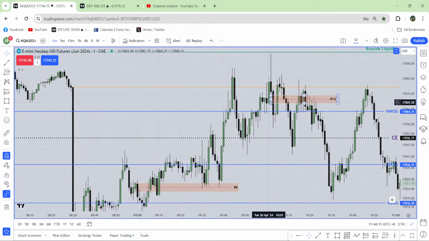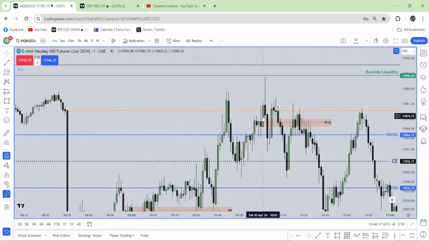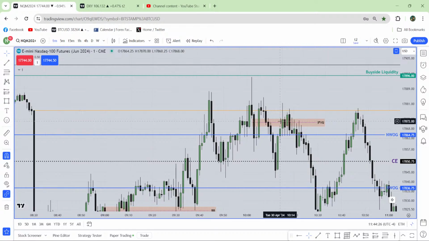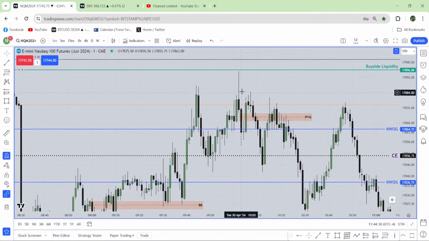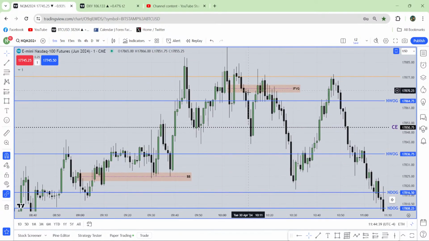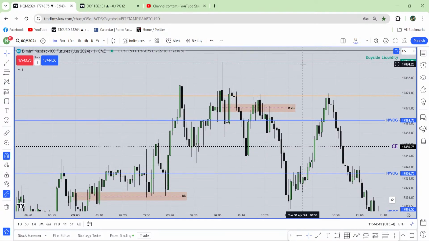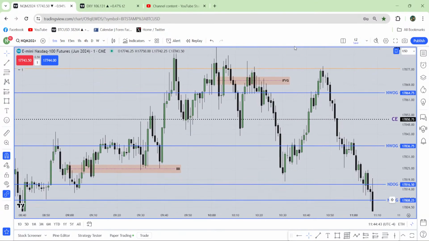Then the market came here. That was my inversion fair value gap. I was thinking that over here ICT actually talked about the same thing, but from a 30-second or 15-second chart, I don't remember. He actually marked the fair value gap from a 13 or 15-second chart, and then he told that when the market tapped into this fair value gap, it should take that buy side liquidity. When it failed to take that buy side liquidity, that means the market is not going to take that buy side liquidity. That was very nice information for me as well.